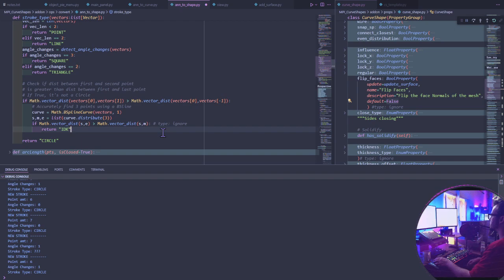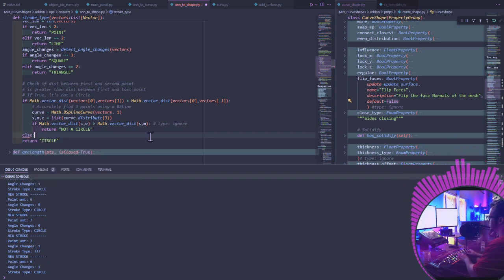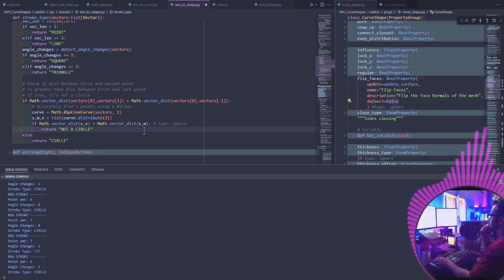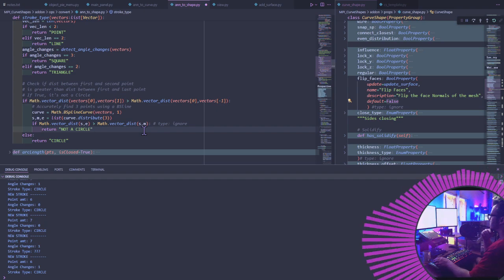So those guys are just gonna give me I don't know, but at least I know that it's not a circle, even if it doesn't fall in here. So I probably want to do an else here. Now, this question is, the distance between the start and the end is greater than the distance between the start and the middle.